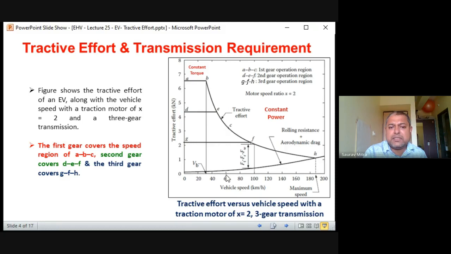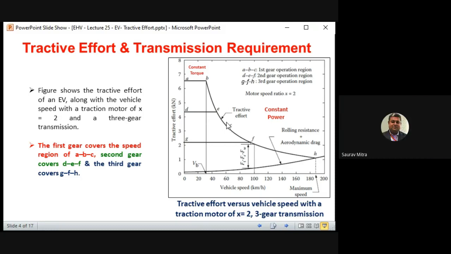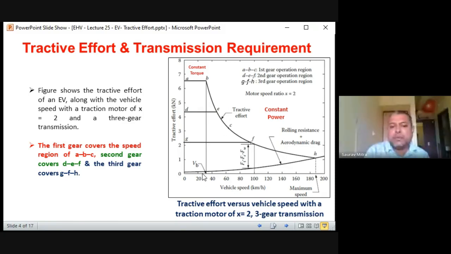You can find out speed has increased almost up to 60 kilometer per hour. So this graph reading is very much important. So ABC is the first gear operation. So for that VB is around 30 kilometer per hour. Now DEF. So this is DEF. This is the second gear.